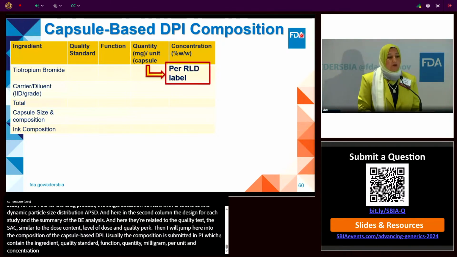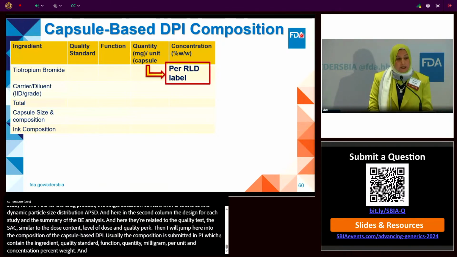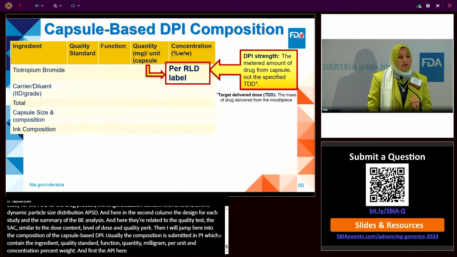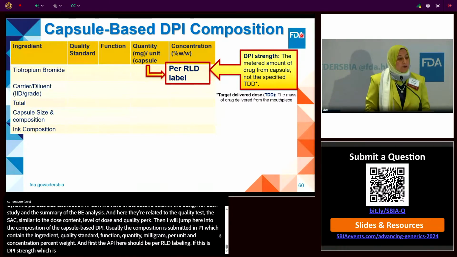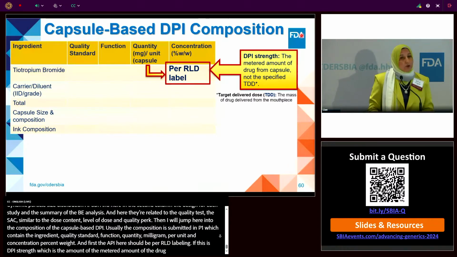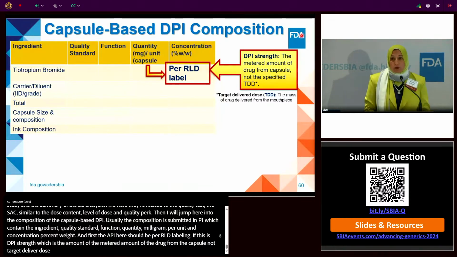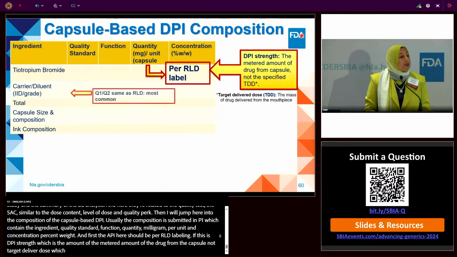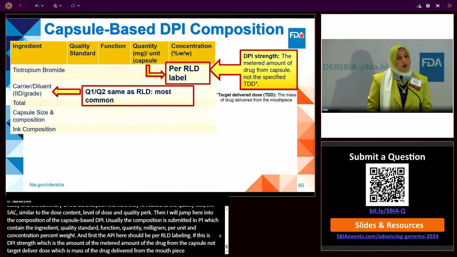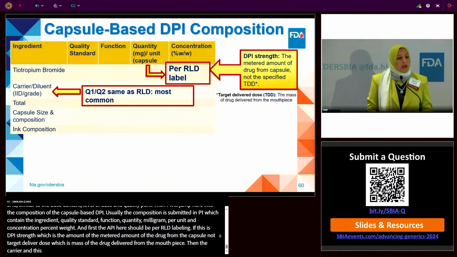Firstly, the API quantity should be per the RLD labeling, and this is the DPI strength, which is the amount of the drug from the capsule, not the target delivered dose, which is the mass of the drug delivered from the mouthpiece. Then the carrier should be based on the PSG for this specific drug. It should be Q1, Q2 the same, and this is the most preferred for most complex products.